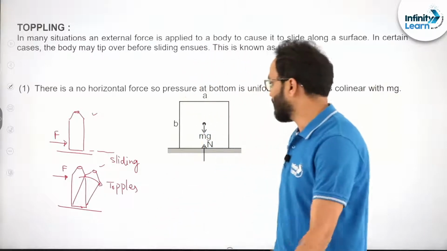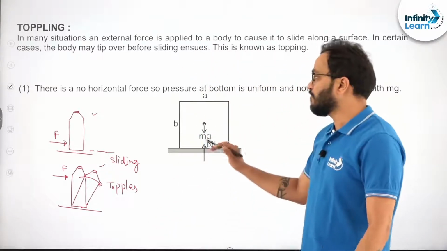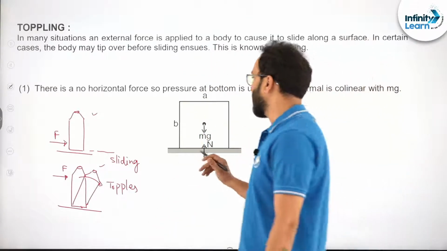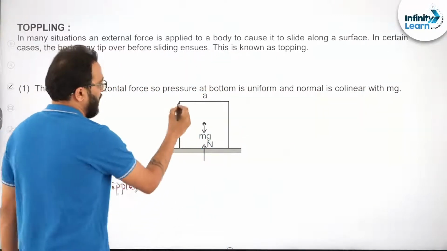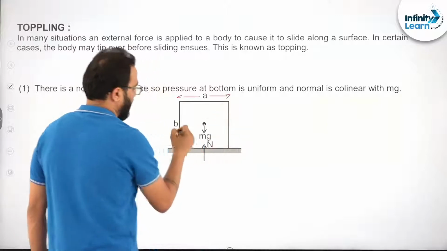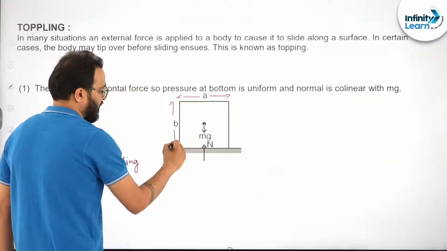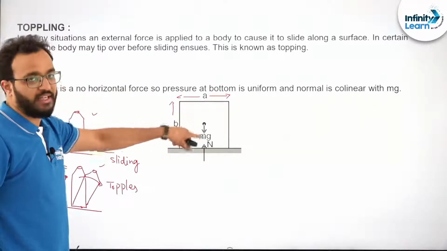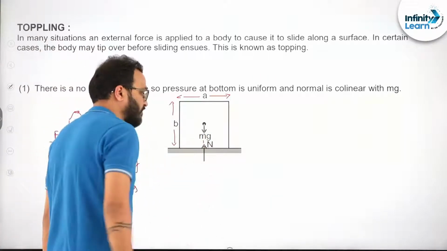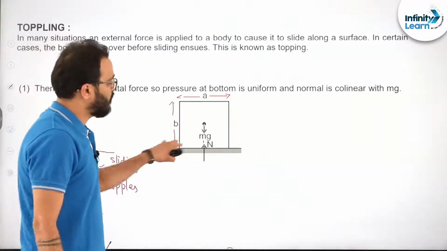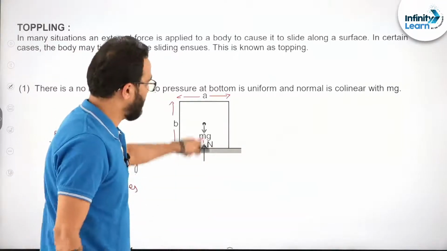First of all, let me take a very simple case. There's a smooth horizontal surface. This is the block, and this length is A and this length is B, and mg is acting on its center of mass and normal is in line with mg. Why? Because the pressure is uniformly distributed, normal will definitely be in line with mg.